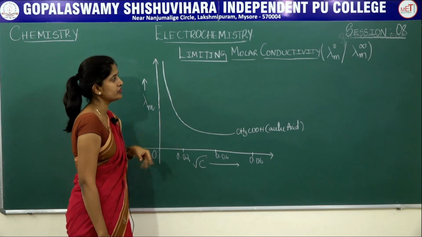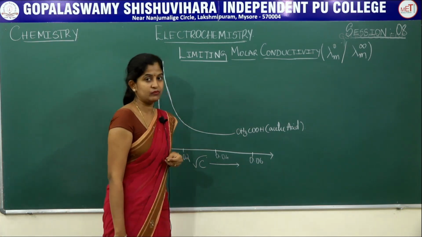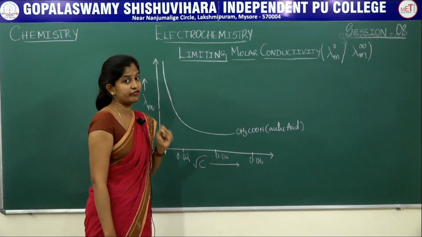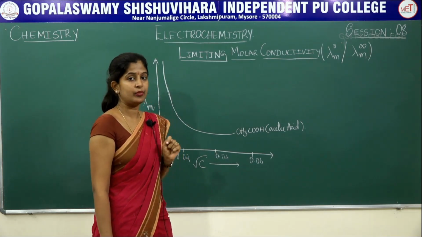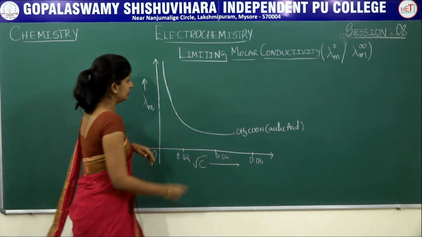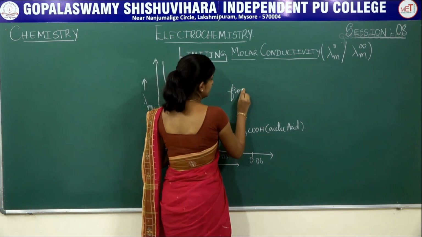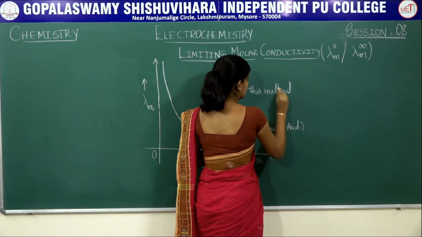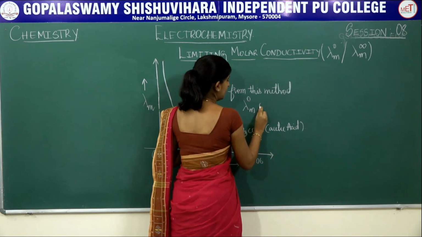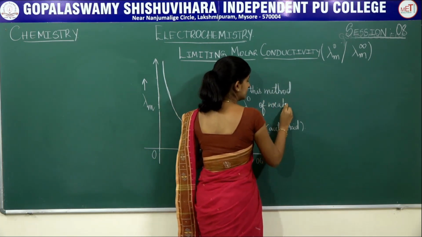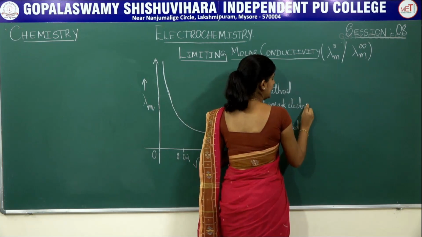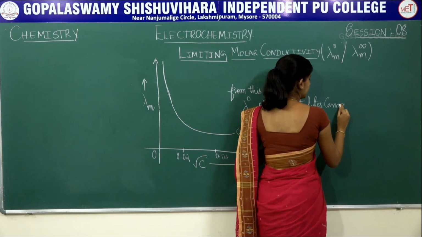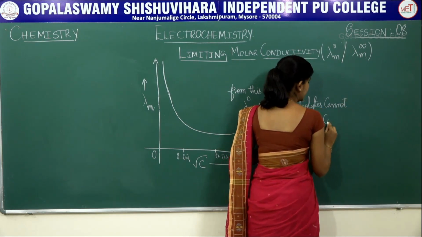So now we have to see what Kohlrausch's law is and what it tells about the limiting molar conductivity of weak electrolytes. It is one of the very important laws that has to be studied for your board exams. So from this method, lambda m naught of weak electrolytes cannot be calculated.